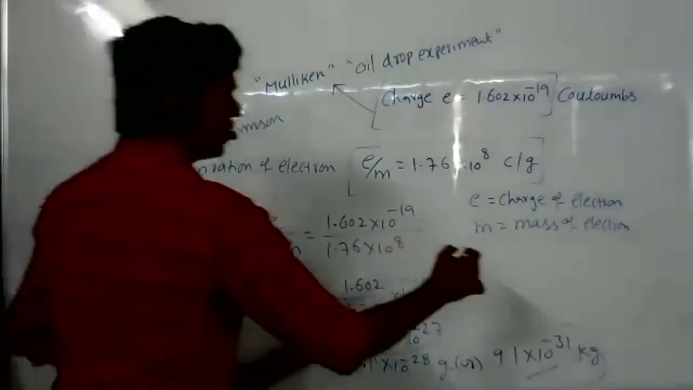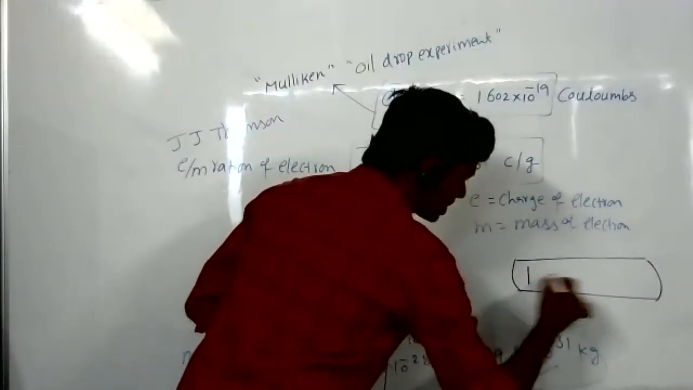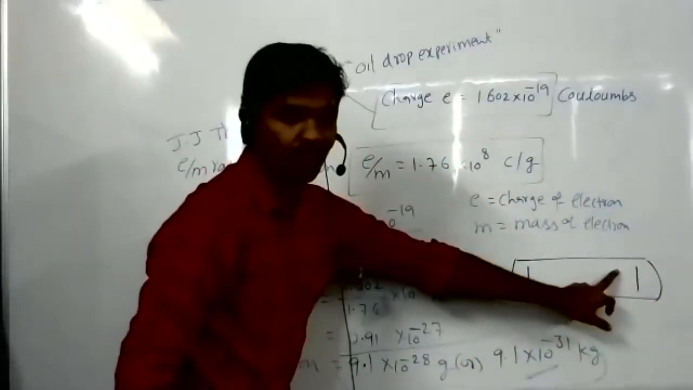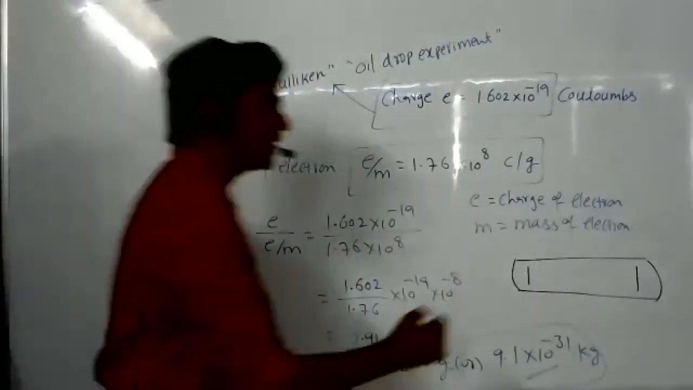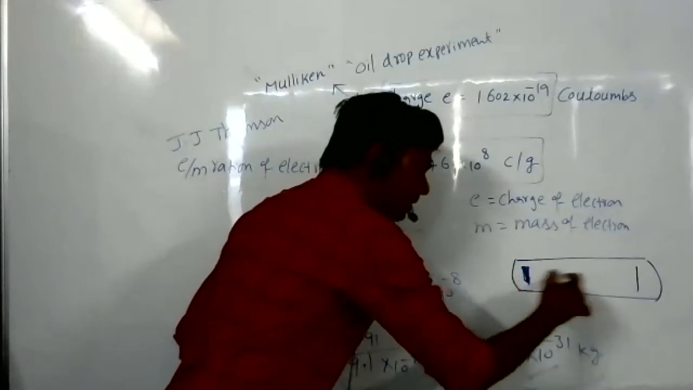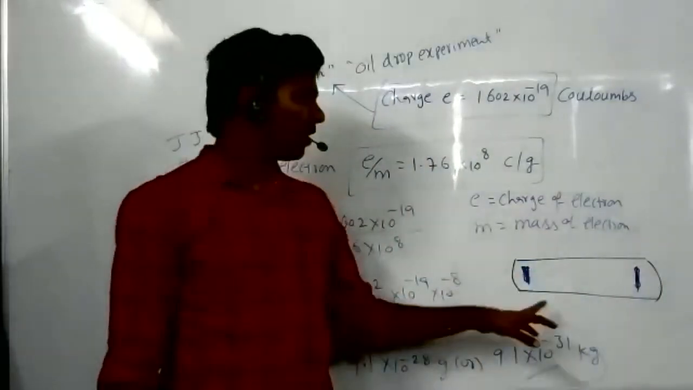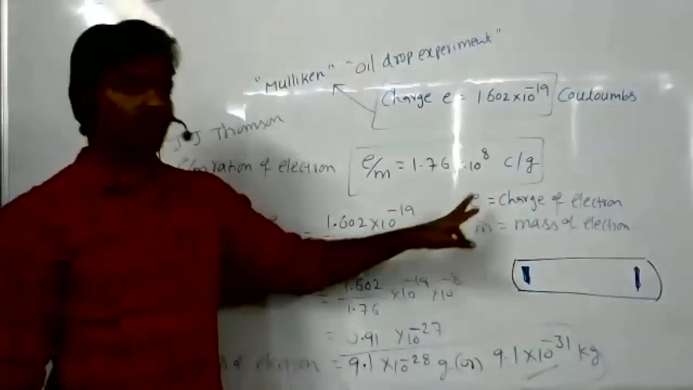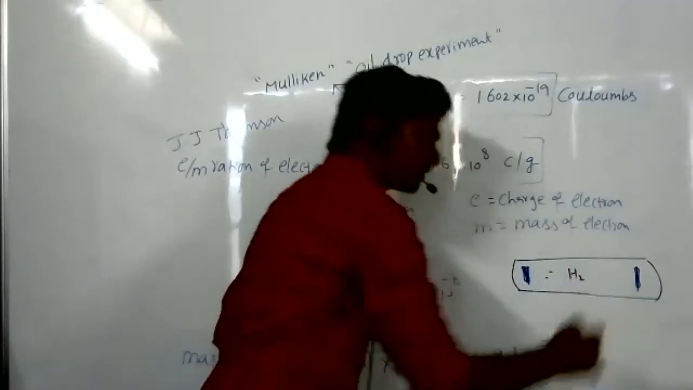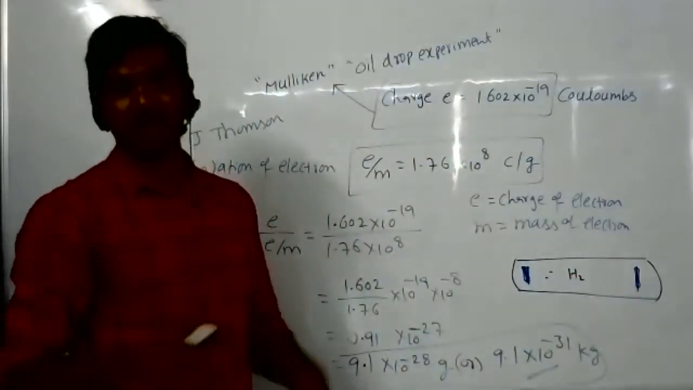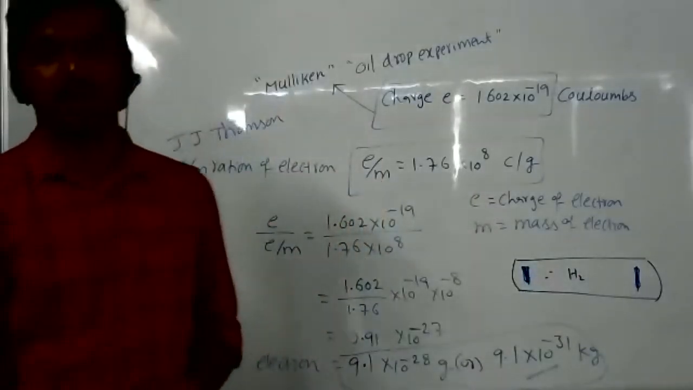Here in the discharge tube experiment, we are taking metal plates, anode and cathode. This value, 1.76 into 10 power 8, does not depend upon which metal plate you are using. You use gold, platinum, silver, iron, any kind of metal, and this value does not change. It is constant. And use any gas, hydrogen, oxygen or nitrogen, whatever the gas, the e/m ratio is still constant. It does not change.